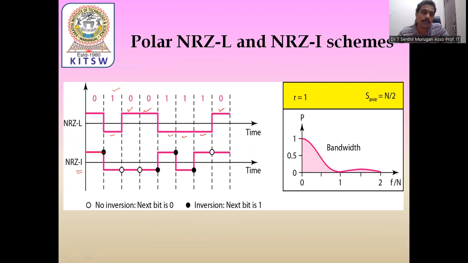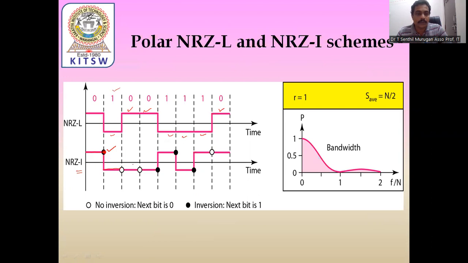The data is 1. 1 means inversion should happen. Inversion means it will go to the opposite signal. It will transmit, so negative voltage. Then it will check the next bit. The next bit is 0, so there is no inversion.